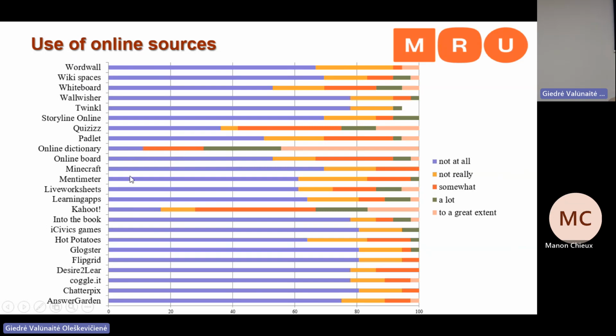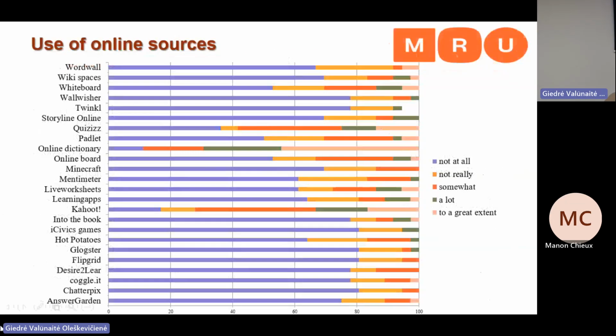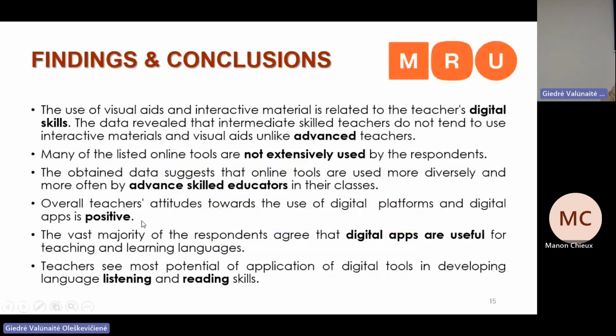Very early, they beat the blue color and they are used to a certain degree, a lot, and then a large number of answers gave this streak of pink color, to a great extent. Then Kahoot, obviously, although there is still a group of teachers who said that they are not using it at all. So although very popular in comparison to other online sources, Kahoot is still not popular 100%.